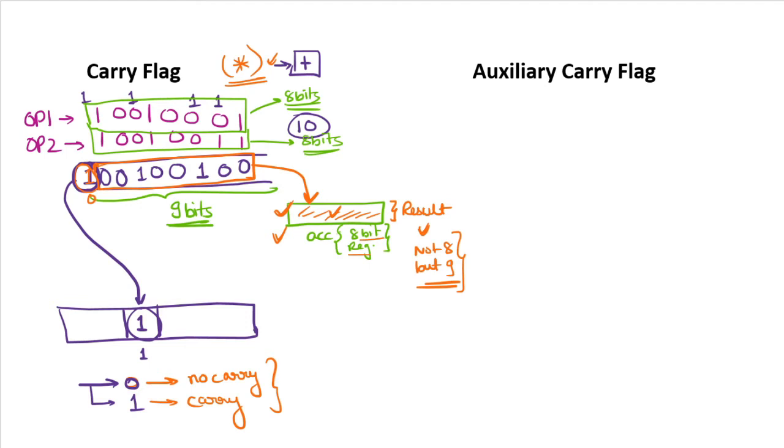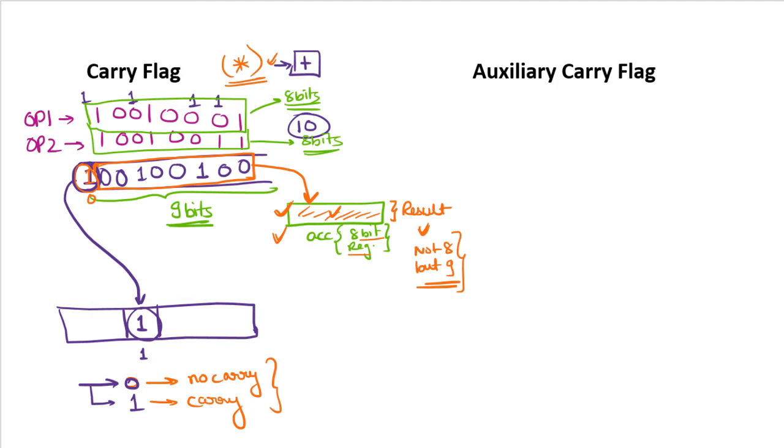So what is auxiliary carry flag? Auxiliary carry flag is set if the fourth bit contains a carry. What does it mean? It means that whenever there is a carry from lower nibble to higher nibble, in that case we say the auxiliary carry flag is set. Again, I think you might not have understood it, right? Let me give you an example here.